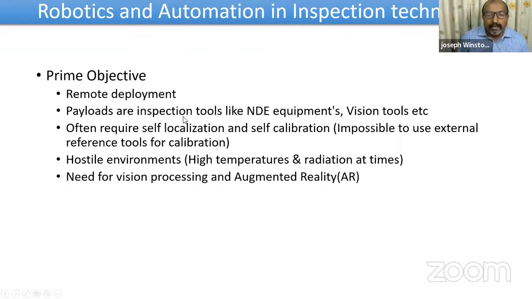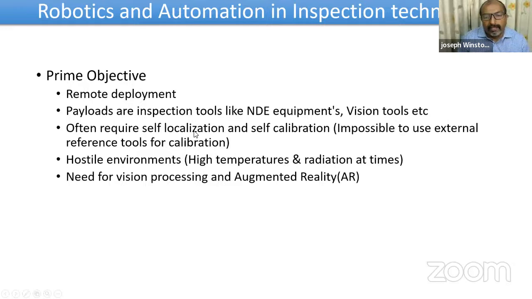Then the payloads. Particularly for these inspection tool developments, we primarily focus on putting NDE tools like UT sensors, that is ultrasound sensors, then vision tools, cameras. And if it is being used in a radioactive environment, we use highly radiation-resistant cameras, which can see up to 500 kilorads per hour. Such cameras need to be put. Otherwise, with normal cameras, the lens will get darkened, and the CMOS sensor present in the camera also gets affected due to the radiation effects.